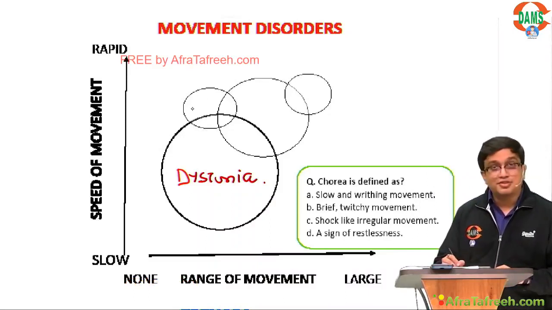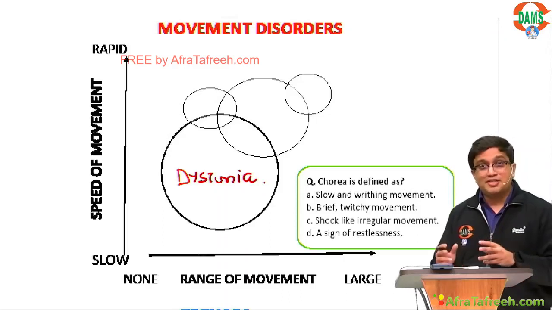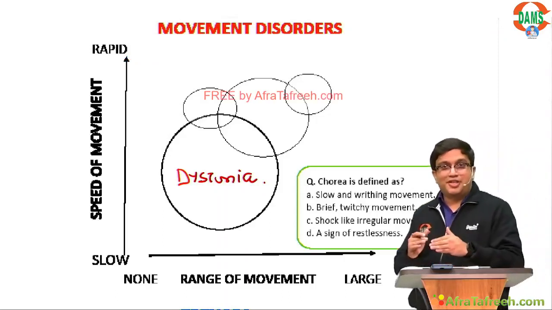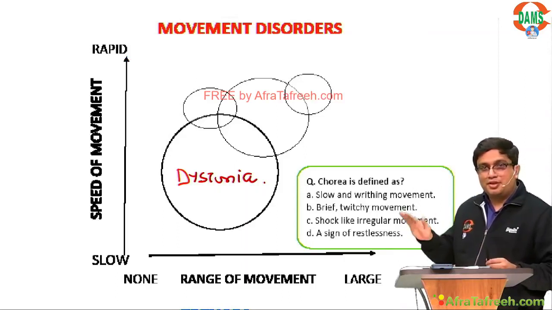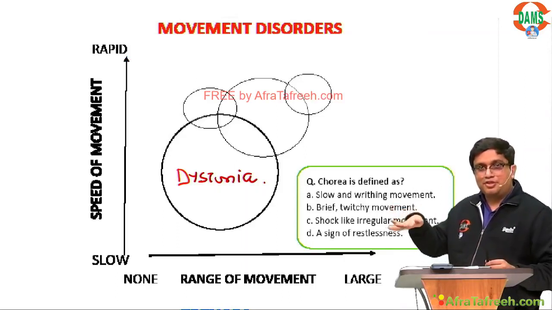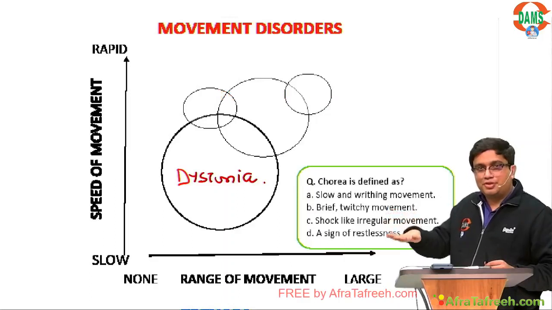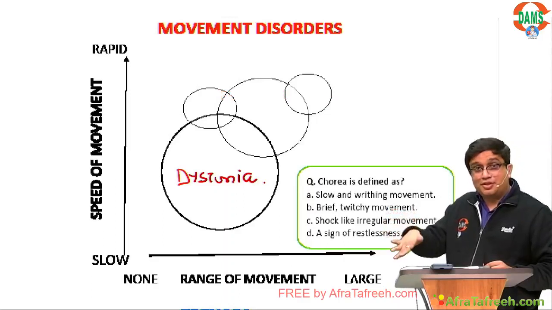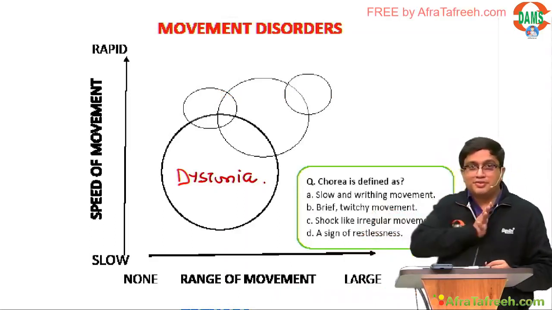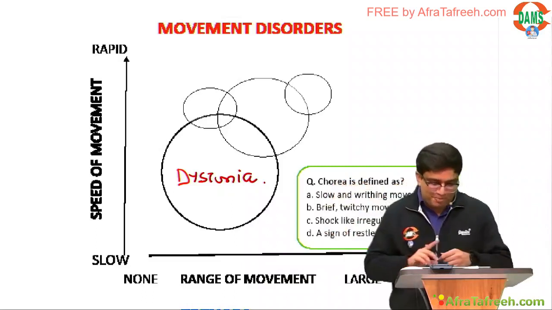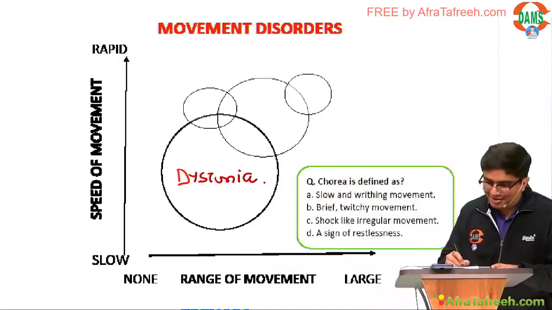Right. Now we have a movement which is slightly faster than dystonia. I'm not calling it as rapid, but slightly faster than dystonia. But the range of motion here, yes, the range of motion is still very poor, but it is faster than dystonia. Now this is what you are telling me about. Yes, athetosis.